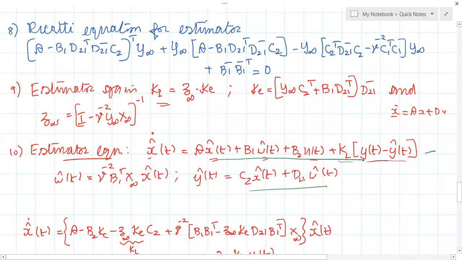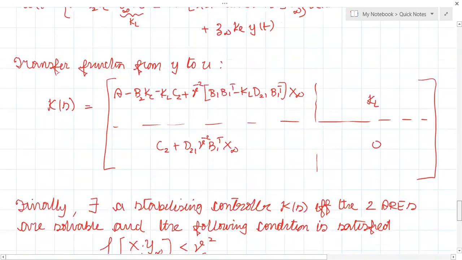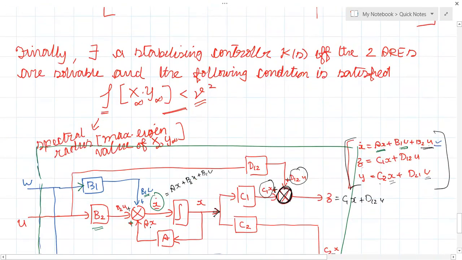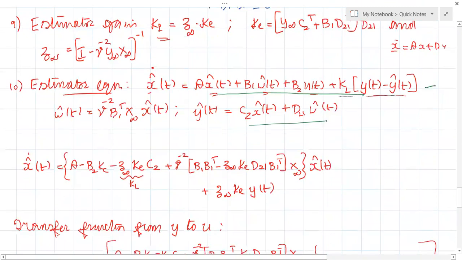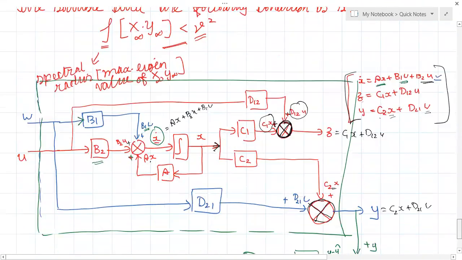That's the only difference. Keep in mind, X and X hat are different. X is the actual state, X hat is the estimated state. So there will be an extra term corresponding to the estimator gain KL. In the planned dynamics, we had AX plus B1W plus B2U. In the estimator, you have an additional term KL into Y minus Y hat. That's all. Now we need to patch up that equation.